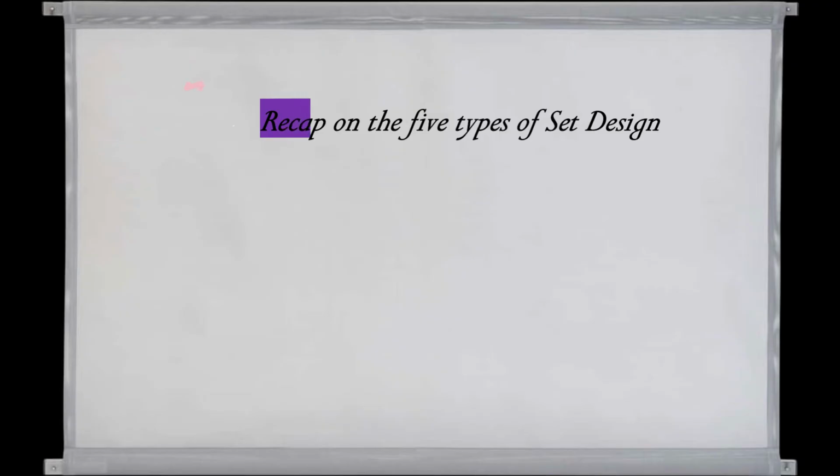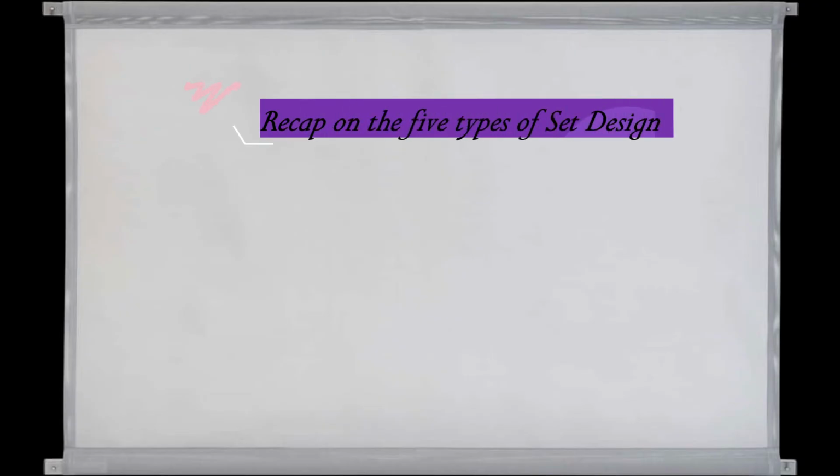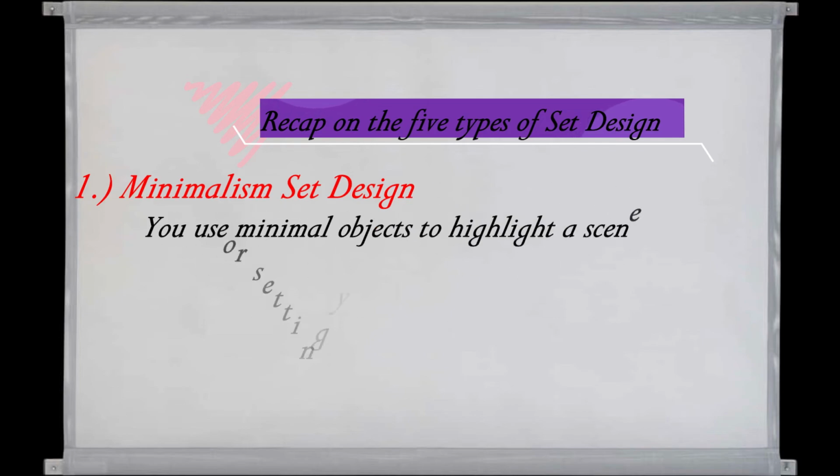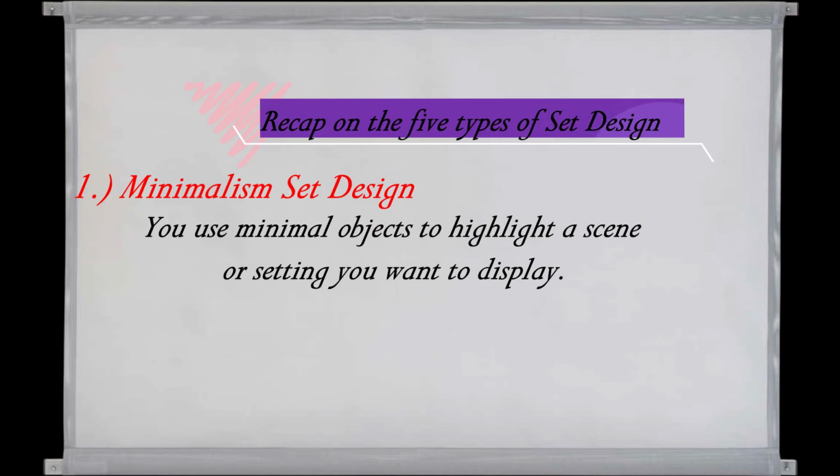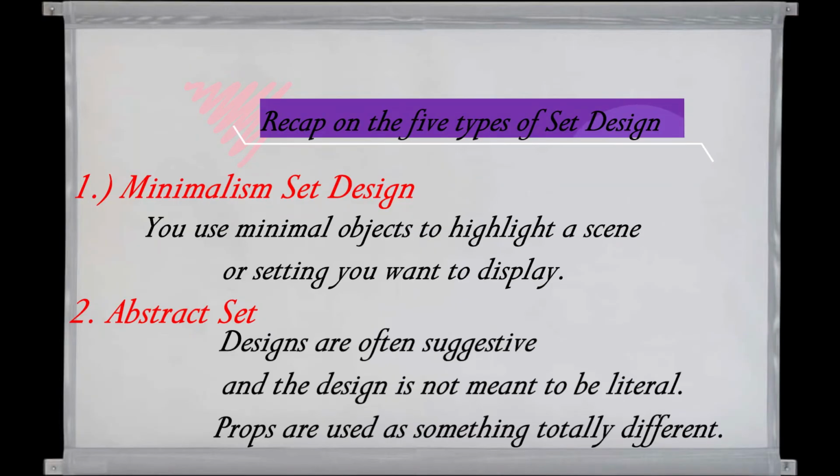Now let's do a short recap of the 5 types of set designs we just went through. Number 1. Minimalism set. In this design, you use minimal objects to highlight a scene or setting you want to display. Number 2. Abstract. Designs are often suggestive and the design is not meant to be literal. Props are used as something totally different.